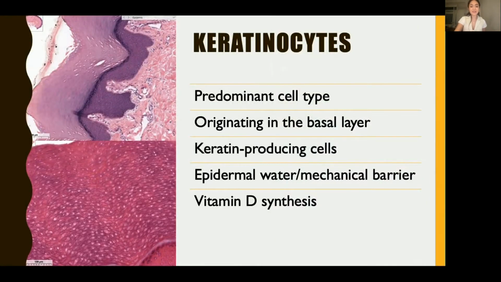So keratinocytes are the predominant cell type in our epidermis. They originate in the basal layer, aka the stratum basale, and that's the deepest layer of the epidermis. And they are keratin-producing cells. So keratins are the structural proteins found in our skin, hair, and nails. And essentially, they form that epidermal water and mechanical barrier we were talking about earlier. And they have a huge role in vitamin D synthesis. So essentially, when UVB light hits keratinocytes, it activates cholesterol precursors, and then we form vitamin D, and that feeds into the whole calcium homeostasis system we were talking about earlier.